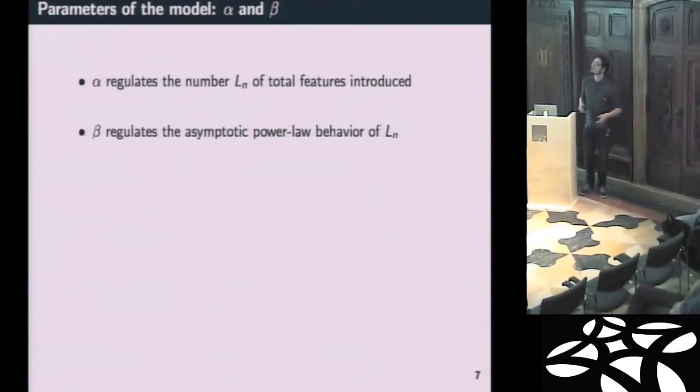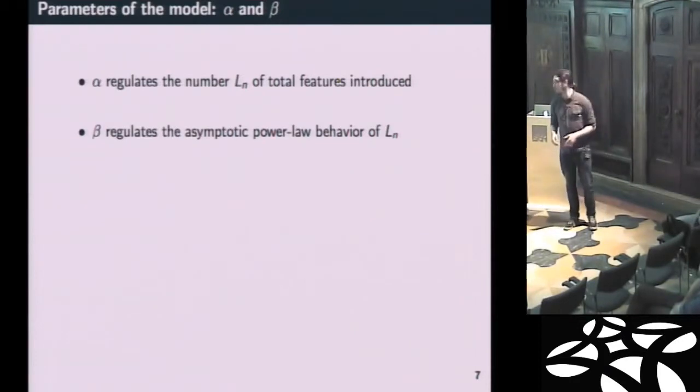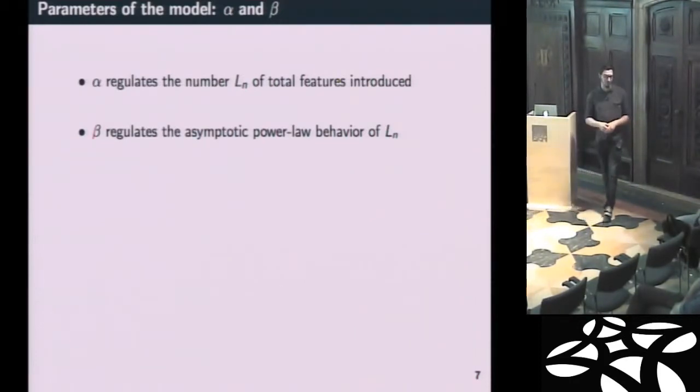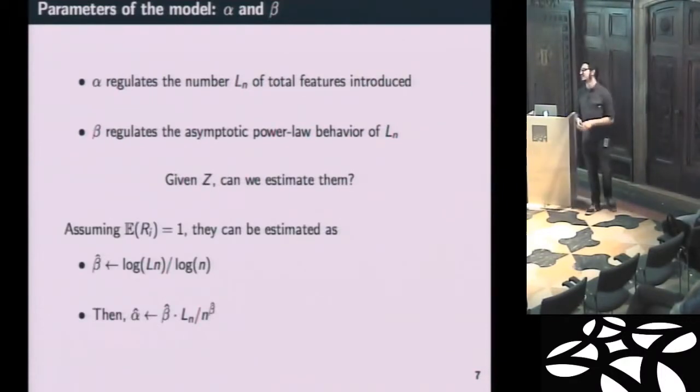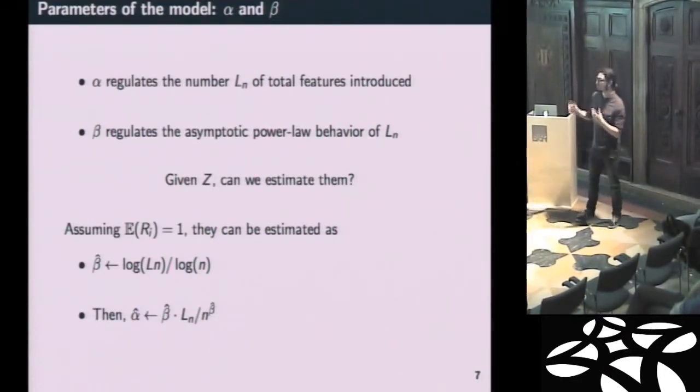Now, back to the parameters of the Indian buffet. They are very clearly defined, and they have different roles. In particular, alpha regulates the number of total features that have been introduced, while beta regulates how these features are distributed. So basically, the asymptotic power law behavior in the long tail. And we have unbiased estimators for both these parameters, and we'll see later how we can use them. But to fit them on a slide, I'm assuming that the expected value of the fitness of each node is 1, and in this way they can be estimated with this pretty nice formula that is short and concise.